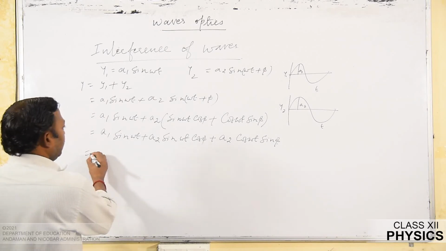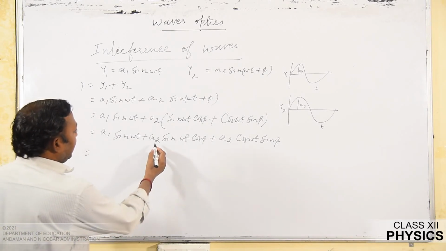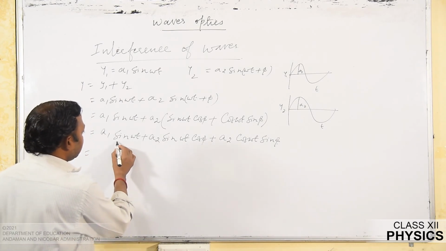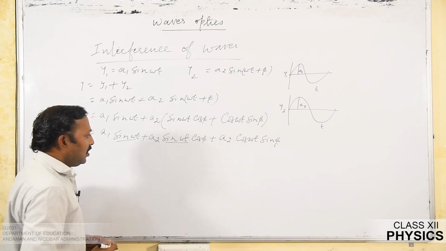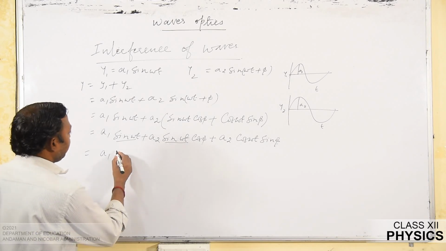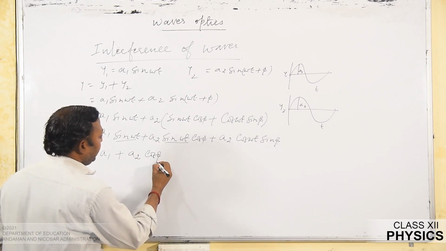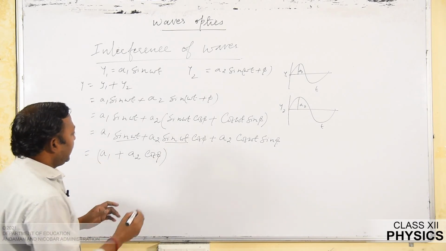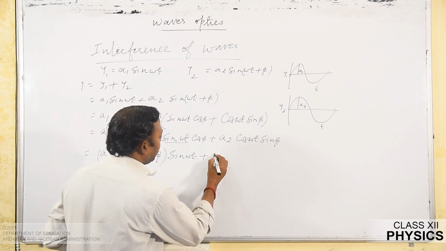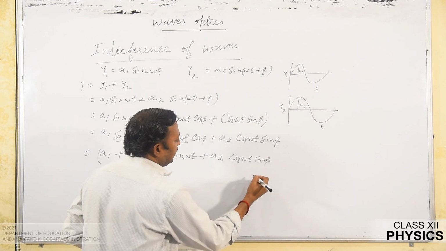Now from the first part, that is a1 sin omega t, and a2 sin omega t cos phi from the second part, we can take sin omega t as a common factor. On taking sin omega t as common factor, we get (a1 plus a2 cos phi). Outside we can write sin omega t plus a2 cos omega t sin phi.